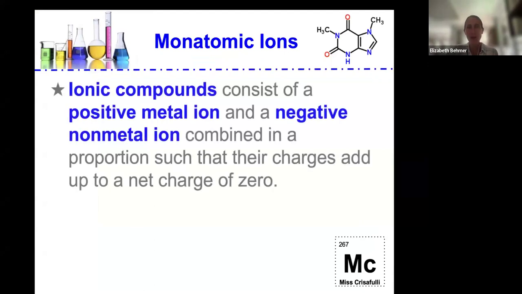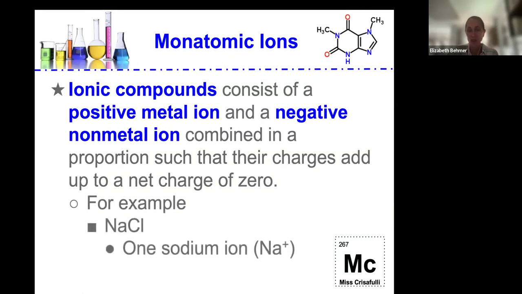So, a monatomic ion. Ionic compounds, if you remember, consist of a positive metal ion and a negative non-metal ion combined in proportion such that their charges add up to a net charge of 0. For example, sodium chloride is made up of one sodium ion, that's sodium with a positive charge, and one chloride ion with a negative charge.